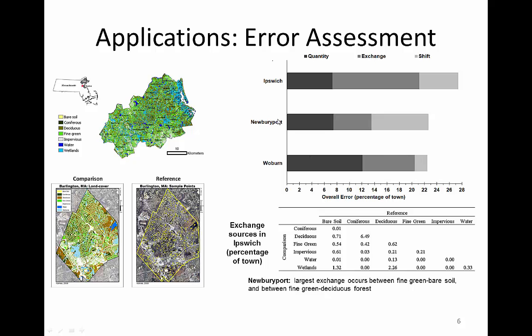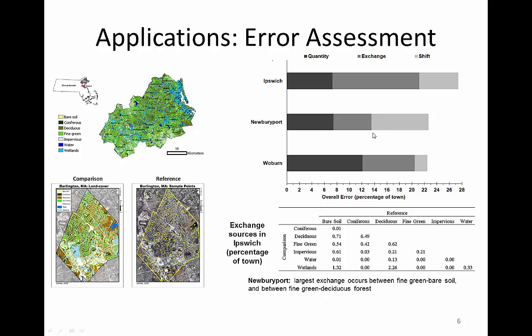For example, Woburn and Newburyport have nearly equal overall difference. Newburyport has less quantity difference and less exchange than Woburn. Woburn has more exchange difference than Newburyport. On the other hand, Ipswich and Newburyport have nearly the same quantity difference. Ipswich has more exchange and more overall difference than Newburyport, while Newburyport has more shift difference than Ipswich.